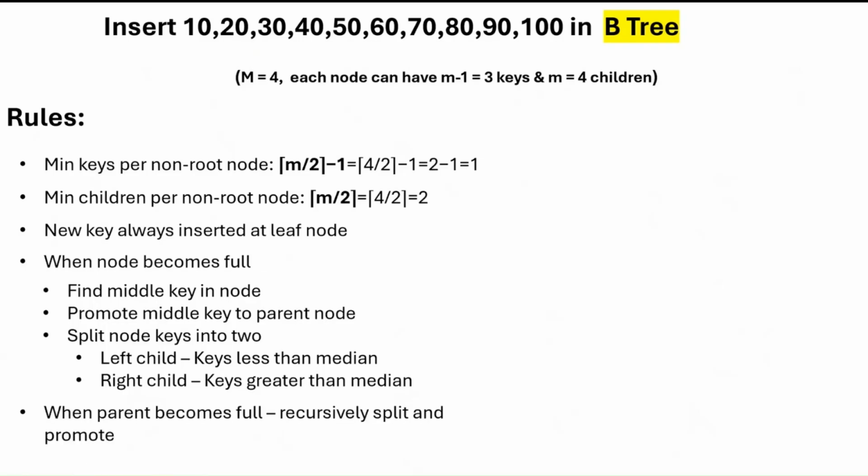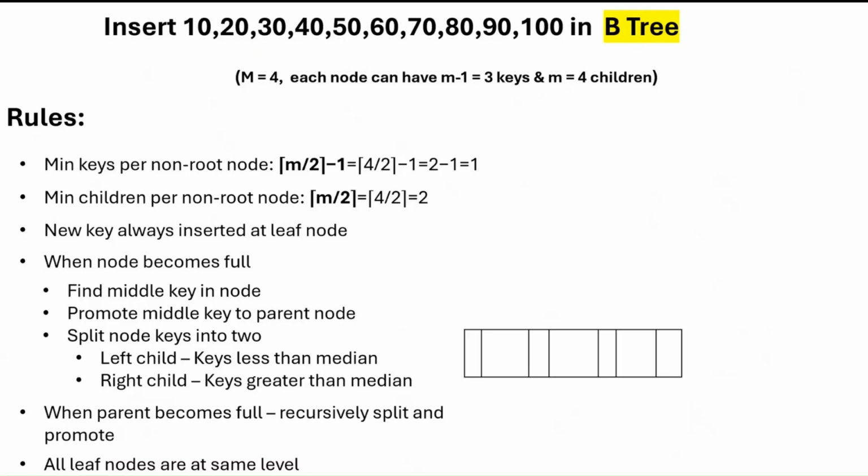Right? Now, when we promote this median key to the parent node, let's say the parent is also full, right? Then we need to recursively follow this split step and promote upward. Another rule: all the leaf nodes are at the same level. This property is automatically covered by this process. We'll understand how it automatically happens, but all the leaf nodes are at the same level in a B tree.